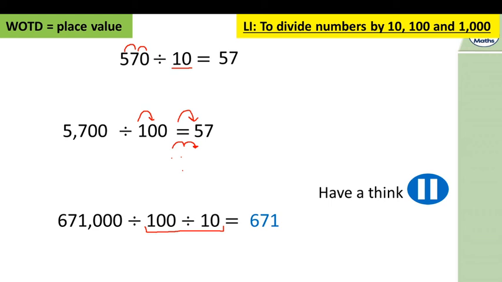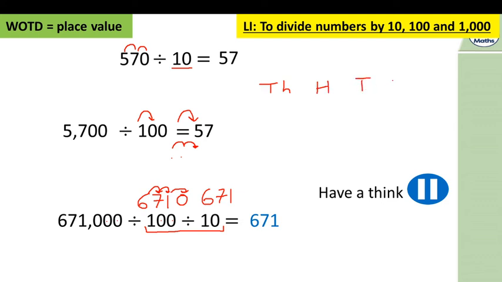So hopefully you have come up with the answer 671, because if you divide 671,000 by 100, you're going to move two place value columns to the right and end up with 6,710. And then if you divide it by 10 again, you're going to move over one more place value column to the right and you end up with 671. Whilst you're doing this, if you have a bit of paper, it might be useful for you to just have a place value grid drawn out that you can write your numbers on. So you could make a really basic one if you're just using your thousands, hundreds, tens and ones.